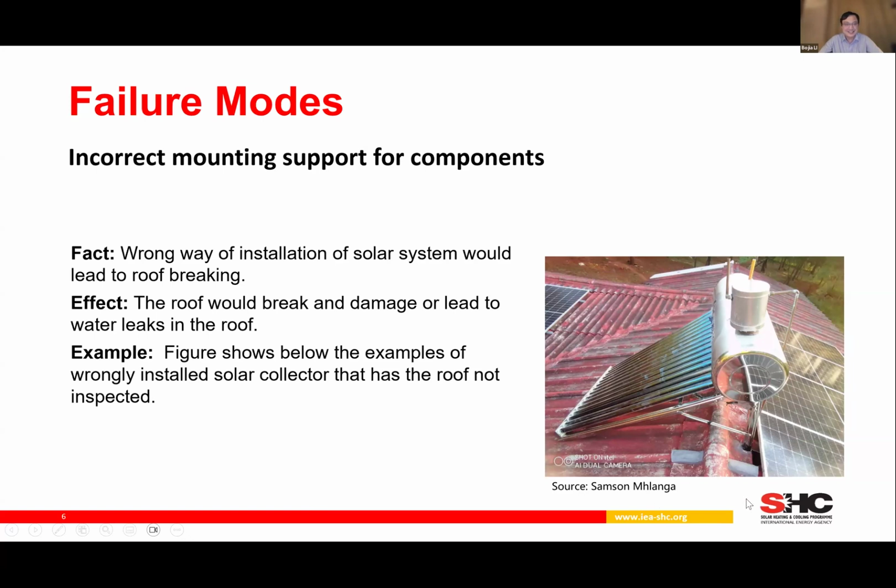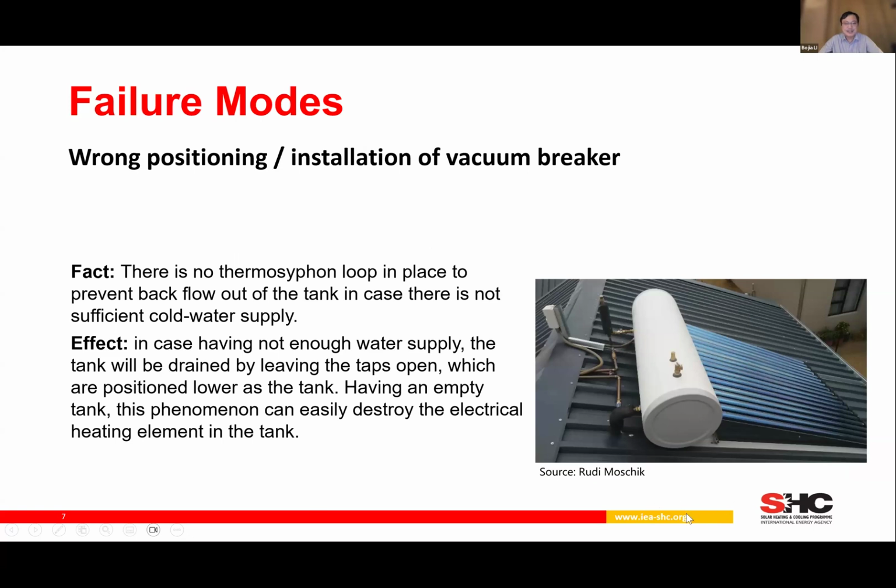The second is the wrong positioning or installation of the vacuum breaker. This picture shows an example. There is no thermosyphon loop in place to prevent backflow out of the tank in case there is no sufficient cold water supply. So if there is not enough water supply, the water in the tank will drain and make the tank empty, which will cause problems when we use the electrical heating element.